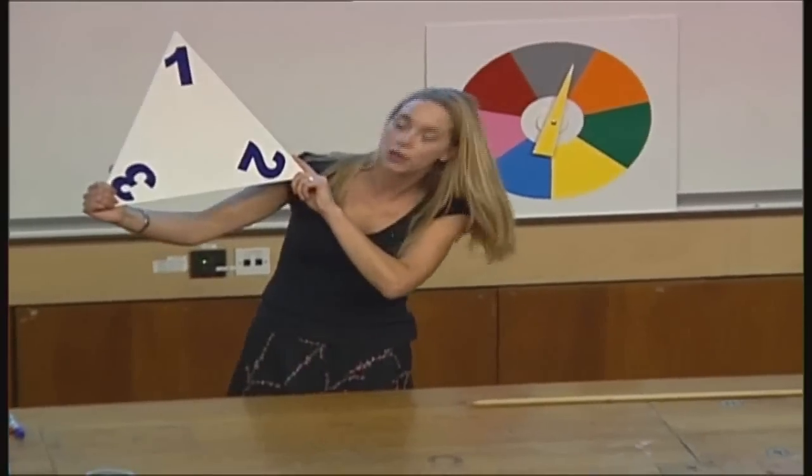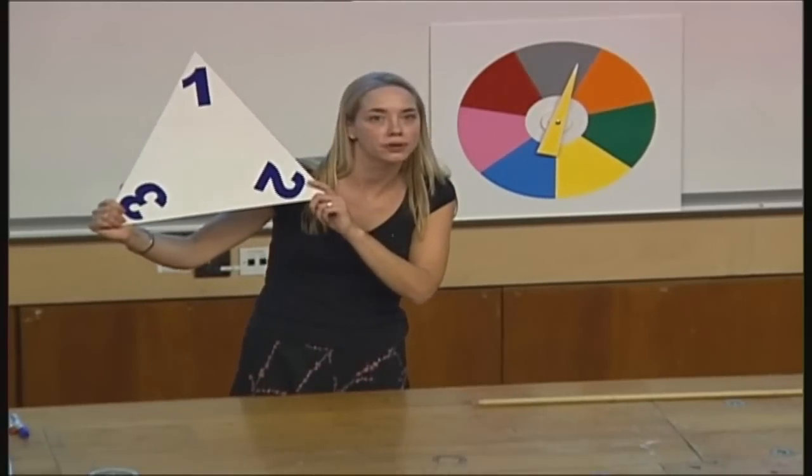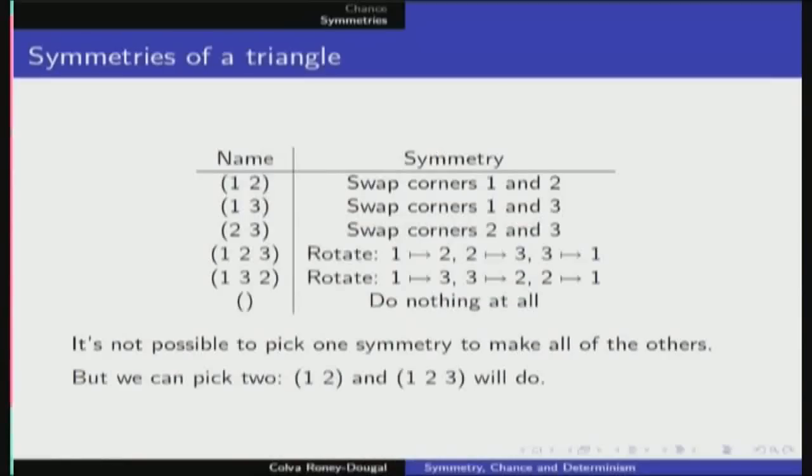So you may have to concentrate for this. So I've got 1, 2, and 3 going around clockwise, right? With the 1 at the top, at least from your point of view. I'm claiming that if I pick the 1, 2 flip, or the 1, 2, 3 cycle, I can actually make all of the rest. So let's go through the list. Well, the 1, 2 flip, I've already given myself that, so I can certainly make that.